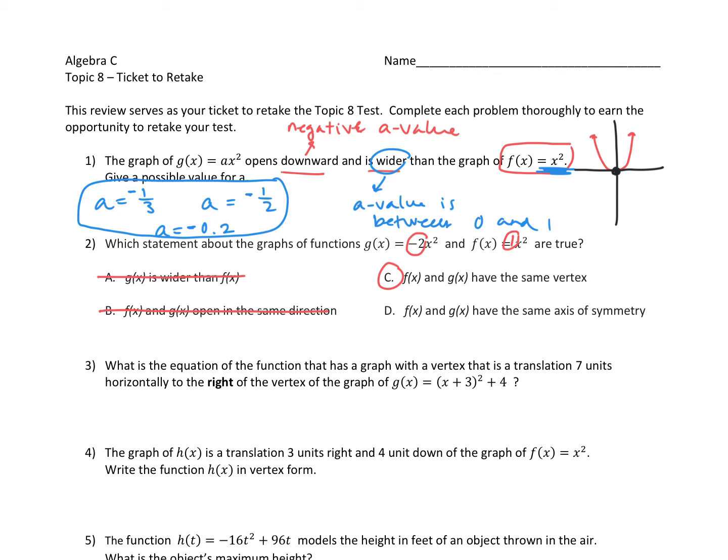And then do they have the same axis of symmetry? So our axis of symmetry is that vertical line. It's our symmetry line. It goes right through the middle of your parabola, so it goes right through the vertex. So if the two functions have the same vertex, then that vertical line will be in the same spot. So these two do have the same axis of symmetry.